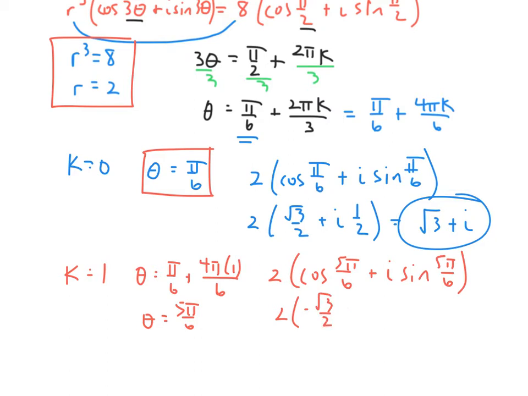Negative root 3 over 2 plus, is it plus or minus? It should be plus 1/2 i, right? Distribute the 2, and now we've got negative root 3 plus i. And that's our second of the 3 roots.